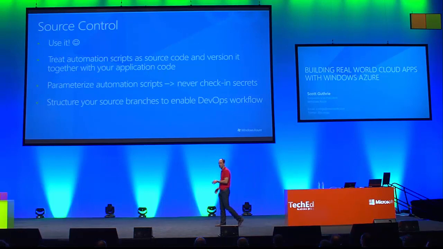One key thing that we evangelize in the cloud is treat your automation scripts as code. So I just talked about pattern 1, which is automate everything through scripts. Pattern 2 with source control is check those scripts in with the code. And the beauty there is now you can version your entire solution, both the actual code behind it, but also all of the automation scripts necessary in order to kick it off, deploy it, and run it. Make sure you parameterize all your automation scripts. Don't check in secrets or hard-coded locations.